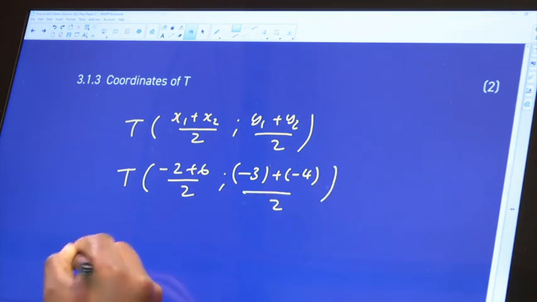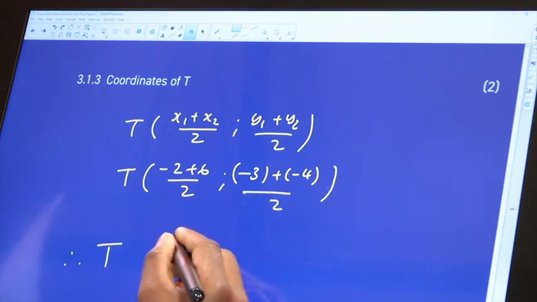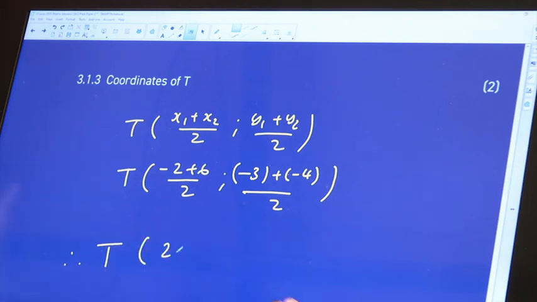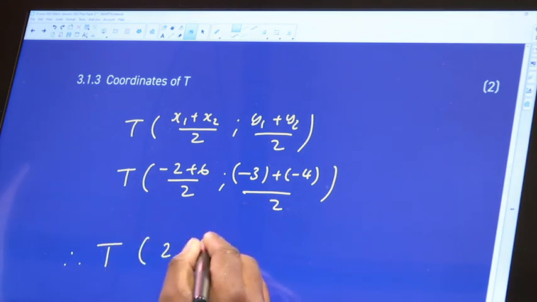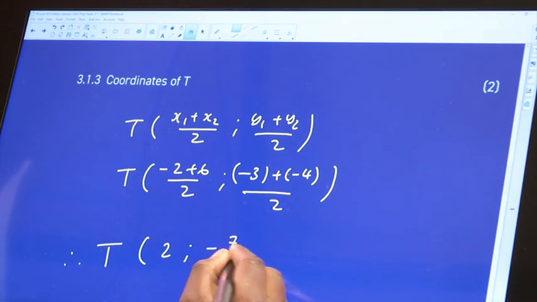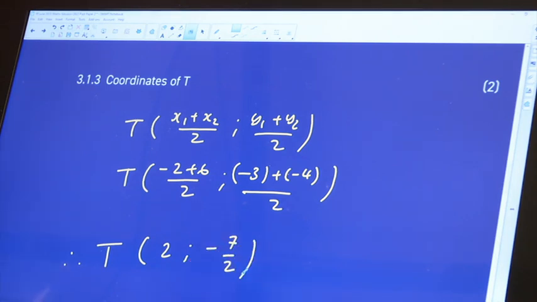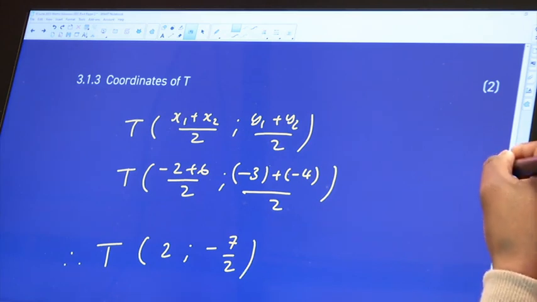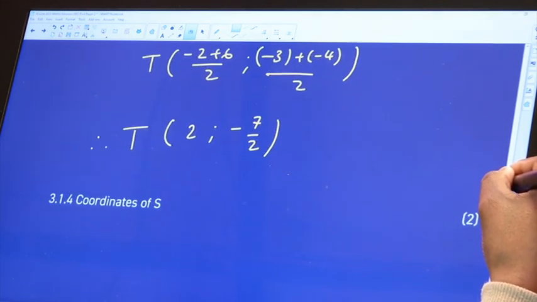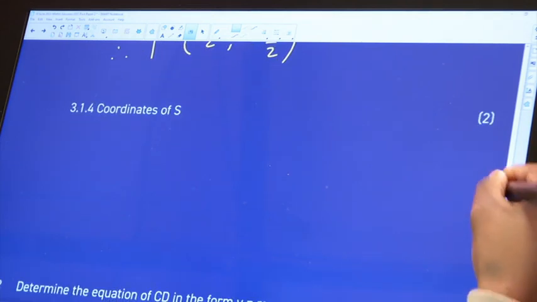So T comes out with an x coordinate of 2, because 6 minus 2 is 4 over 2, which gives you 2, and the other one is going to be -7/2. You could have written it as 3.5, -3.5, but we prefer if you write them as fractions, because then they become usable later on if you need to use them. All right.